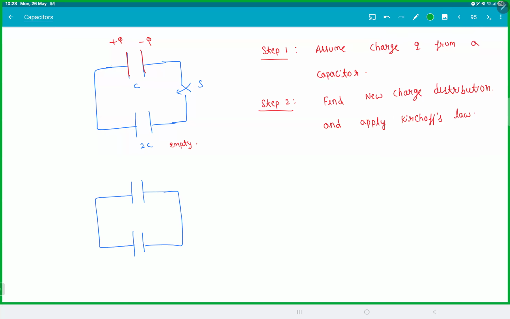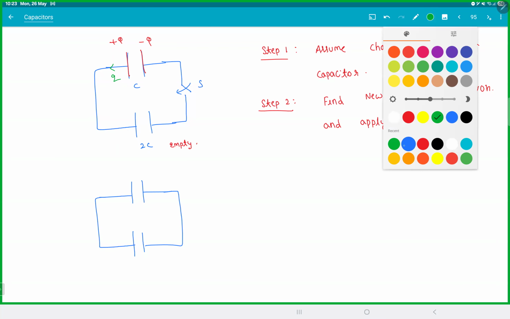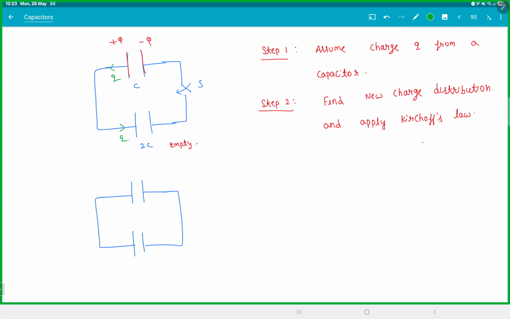Let Q charge go from here, small q. So if Q charge goes from there, Q charge goes here, and Q charge has to come back, basically. That's the story. So if Q charge has flown from here, can you tell me how much charge will remain on the plate? Q minus Q.